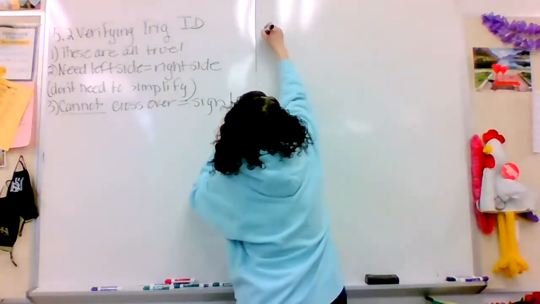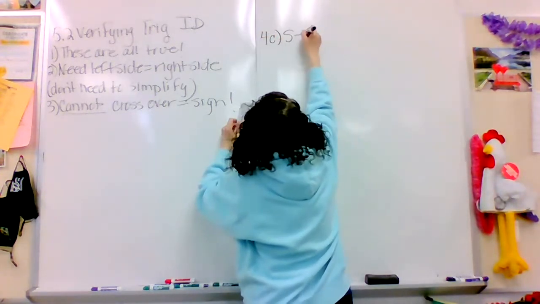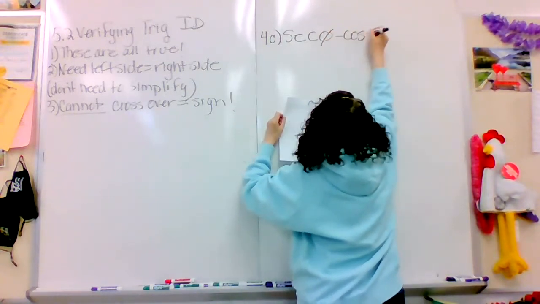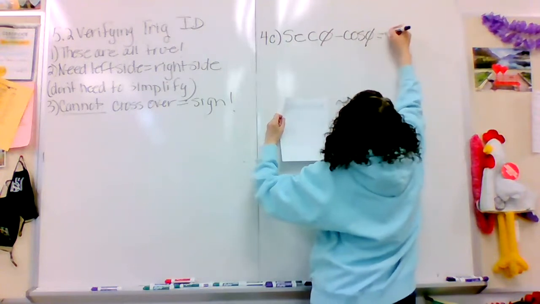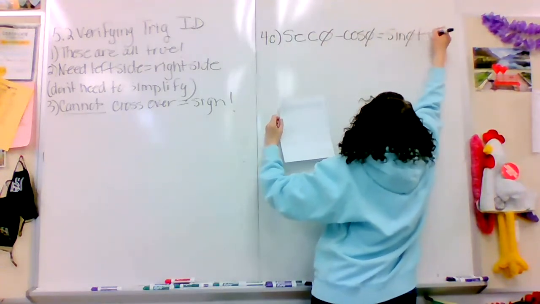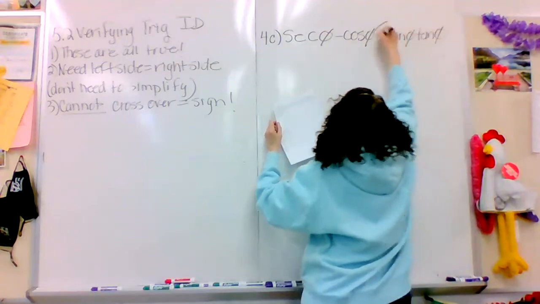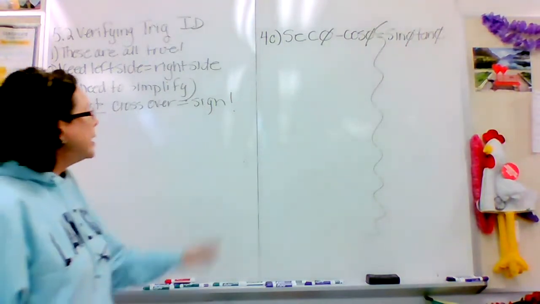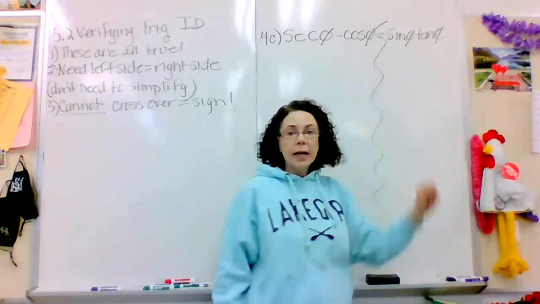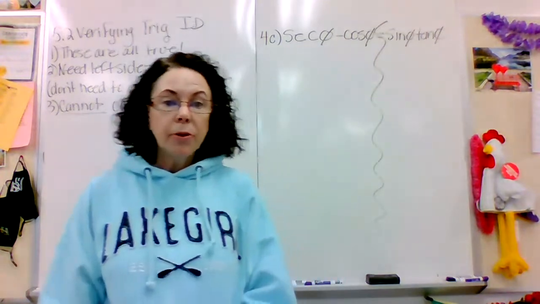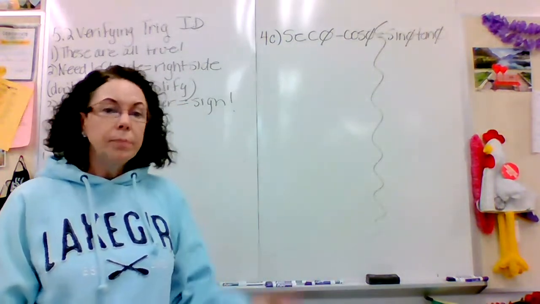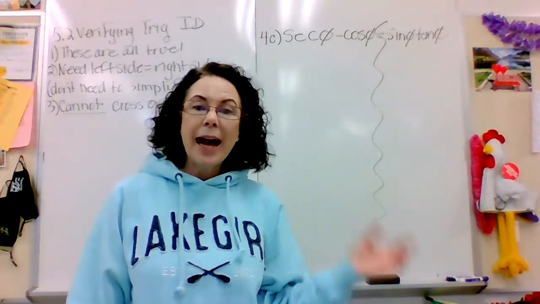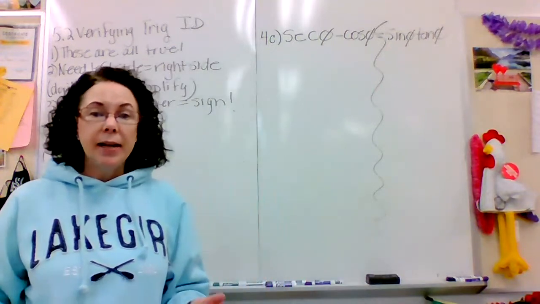For C. Secant phi minus cosine of phi equals sine of phi tangent phi. Draw that wavy line. Can't cross over that. Can I add a cosine to both sides? I cannot. That is a property of equality. When both sides are equal to each other, we are trying to prove that is true. We cannot add a cosine to both sides, anything like that.